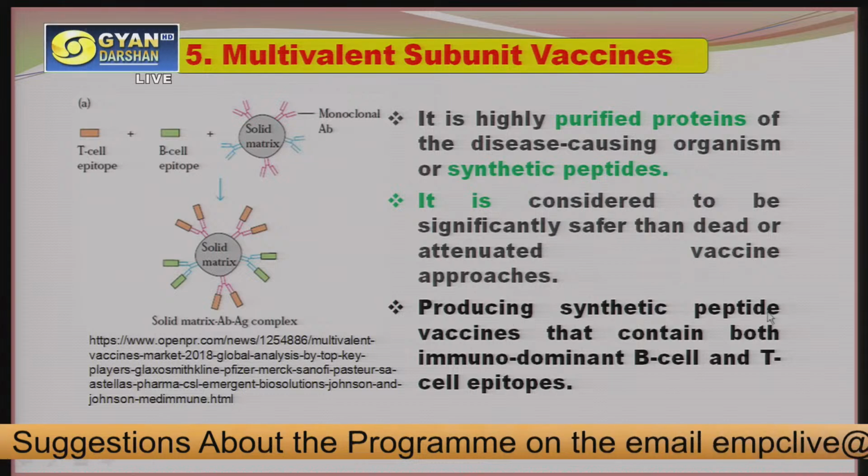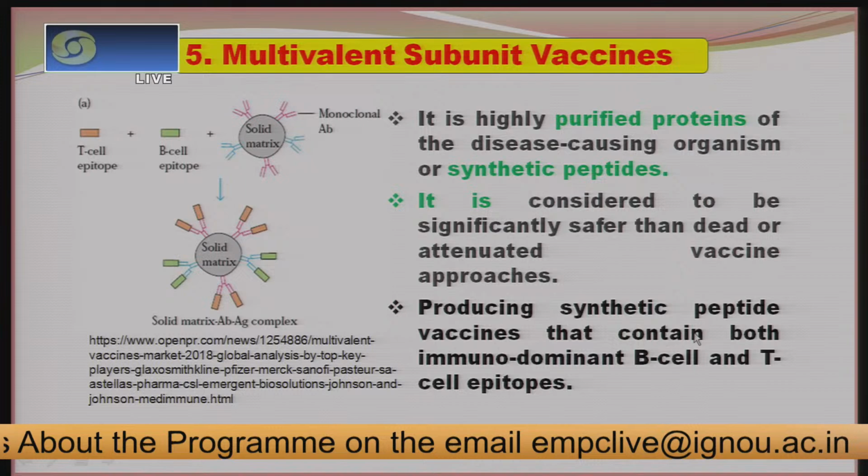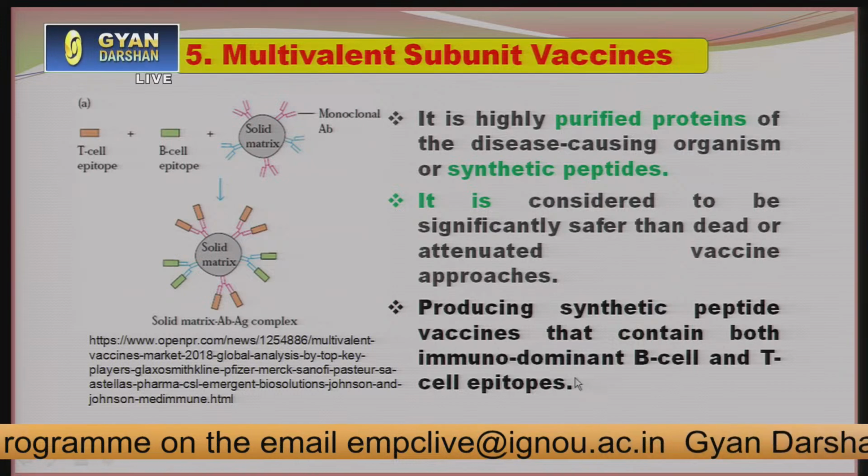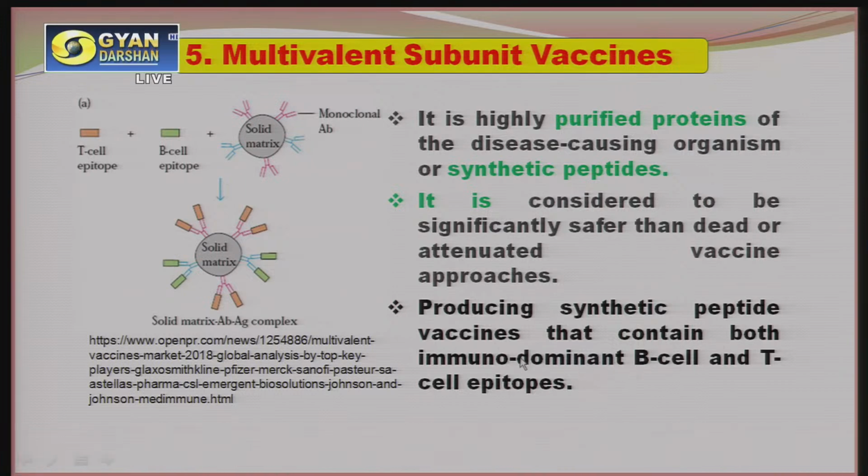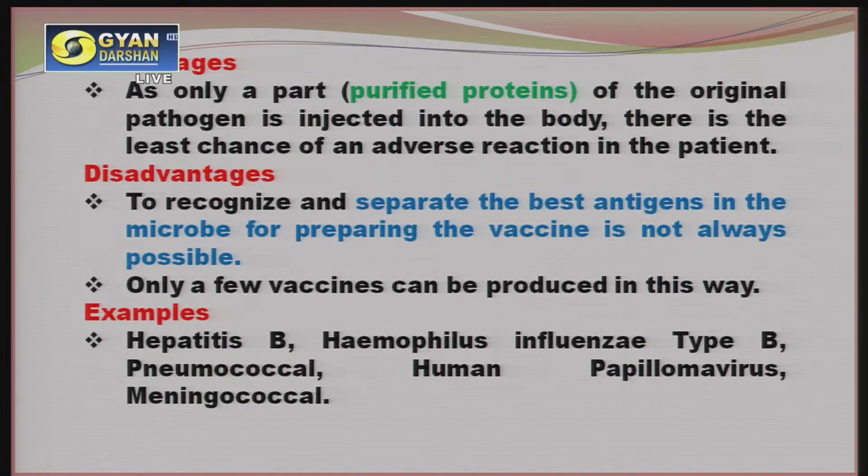In producing a synthetic peptide vaccine, it contains both immunodominant B cell and T cell epitopes. So these are the multi-subunit vaccines. One subunit, here is the second subunit. So you can say it is a multi-subunit type of vaccine. We can produce it, or we can cure particular infections.